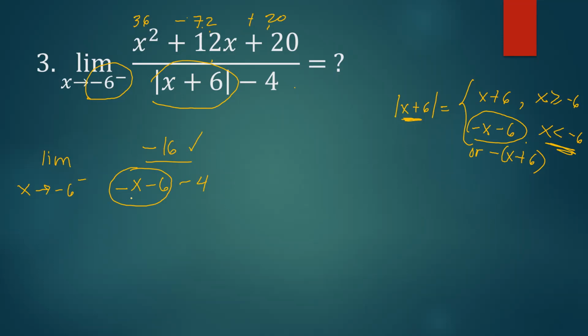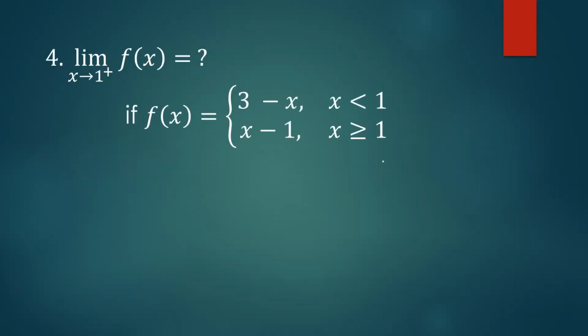So if you substitute negative 6 to our x, negative of negative 6 is positive 6, minus 6, that will be 0, minus 4, that's negative 4. So we have 16 over negative 4. Okay. Diba? Tapos, magigilang siyang positive 4. So, positive 4 is our answer. Okie dokie. Now, let's have number 4. This is a piecewise function, and we're supposed to get the limit as x approaches 1 from the right.